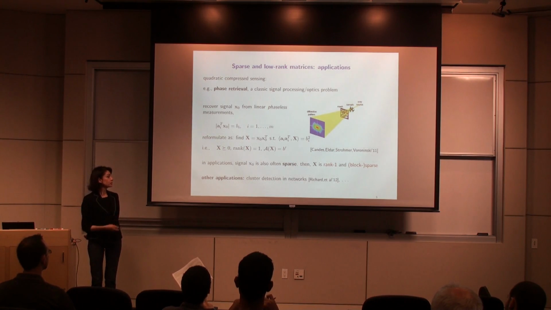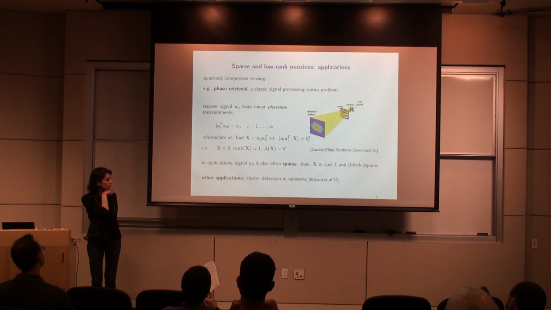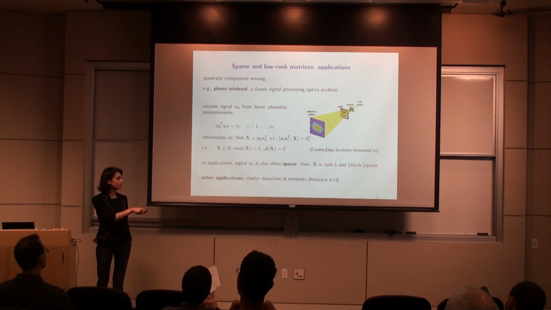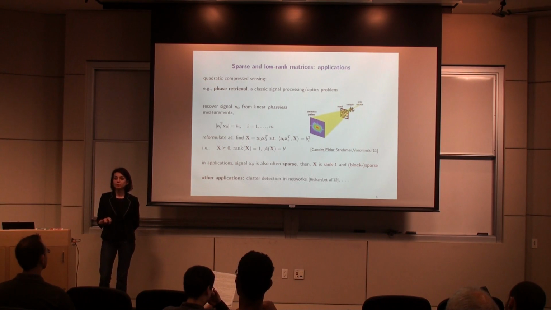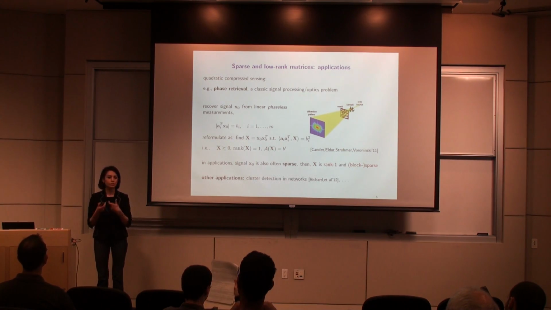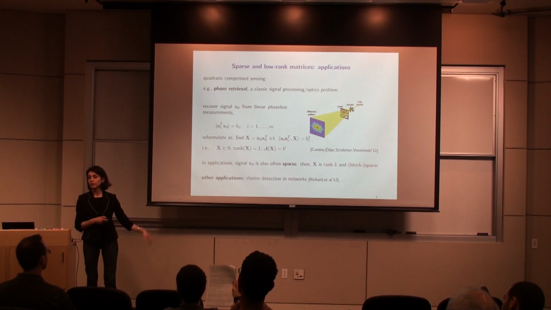There are other applications in which more than one structure occurs. Some of them are in cluster detection in networks, and there's a recent reference on that. But you can think of many problems, even in machine learning, in which you have more than one prior on the desired object. You're simply thinking, I need it to be this, and this, and this, and this framework includes all of those.